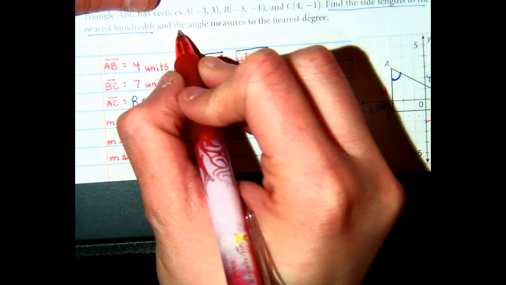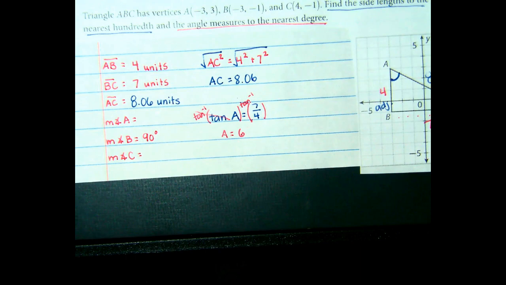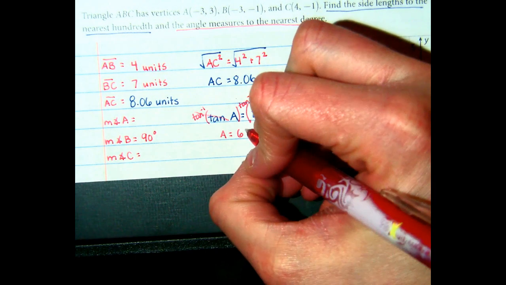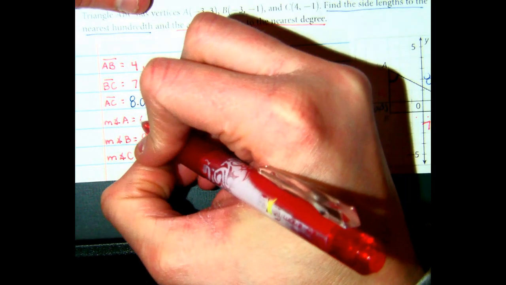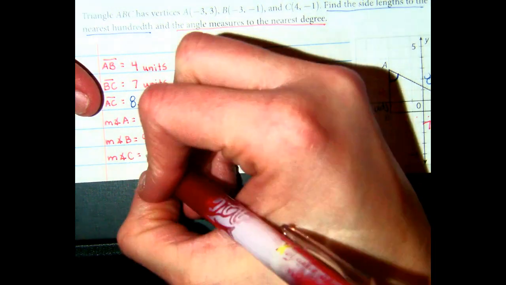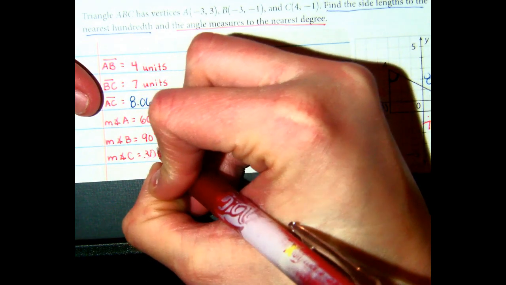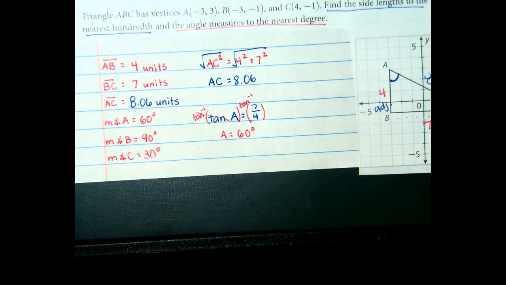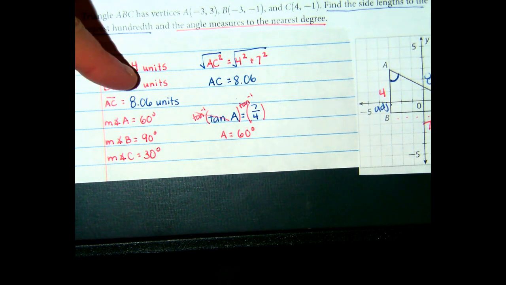It says the angle measure needs to be rounded to the nearest degree. That means whole number. 60 degrees. Do I have to use trig to find angle C? No. How do I find angle C? 90 plus 60 is 150. 180 minus 150. You also can just subtract 60 from 90. You can do that in every right triangle. 30 degrees. I have found all 6 pieces.